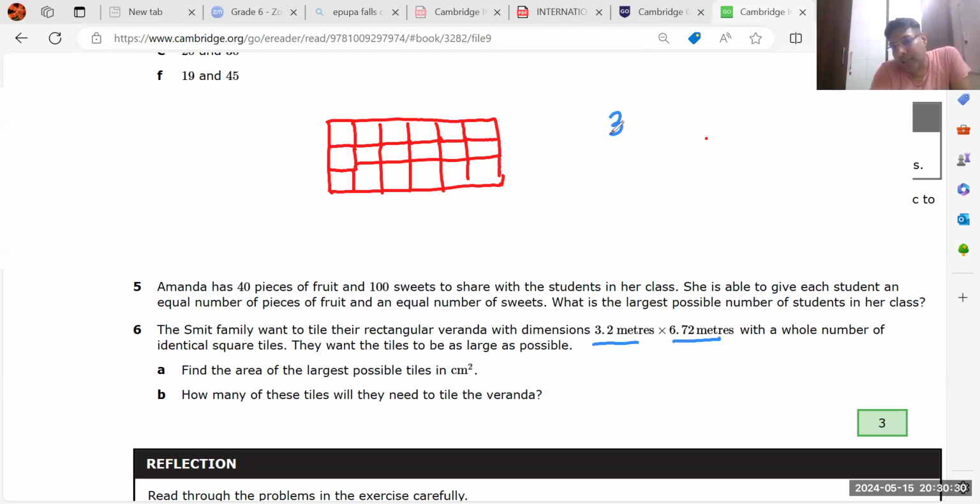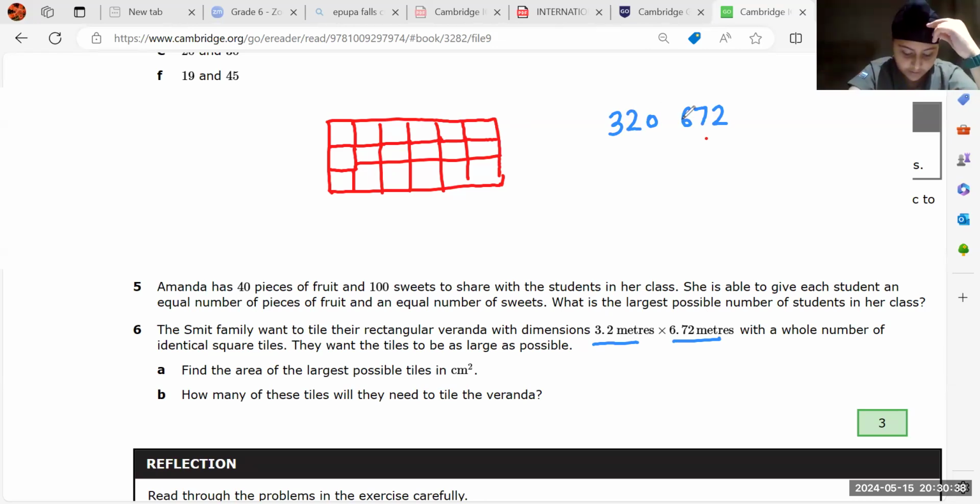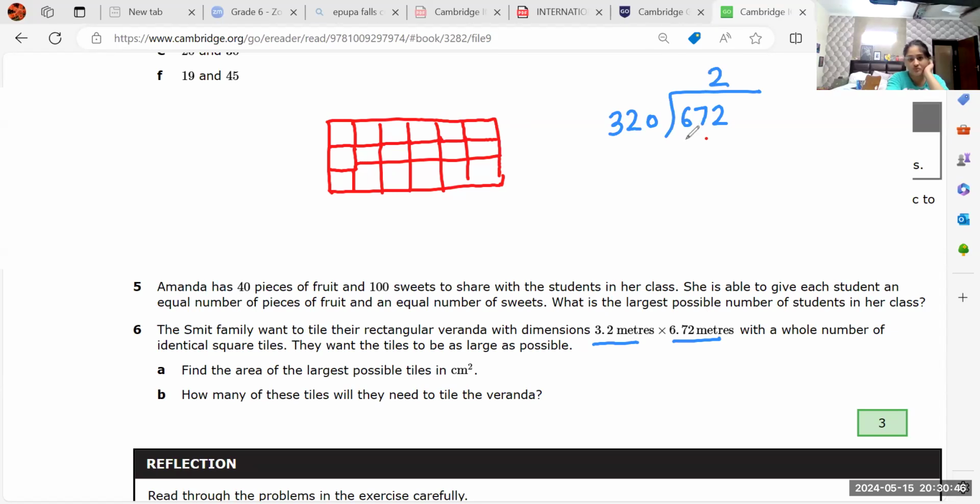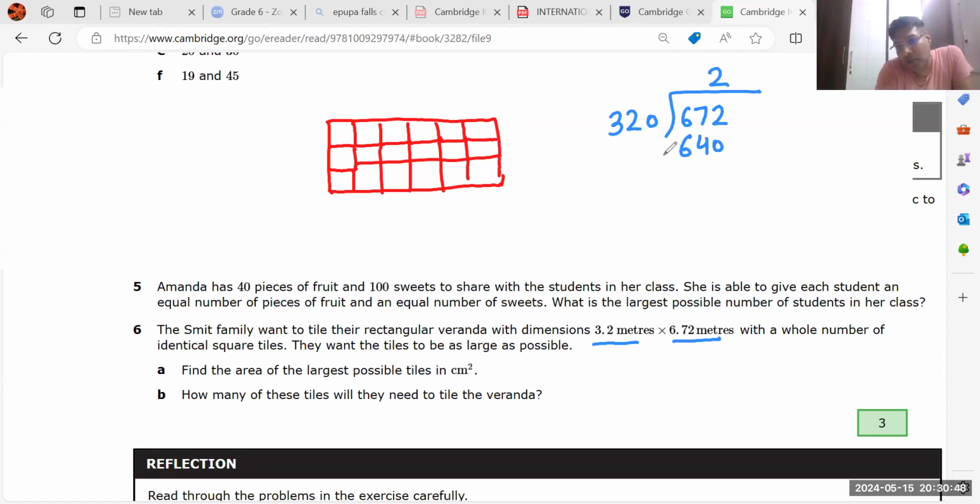So what is the HCF of 320 and 672? So Anvi, what's the HCF? चलो solve कर लेते हैं, कोई बात नहीं. 32 is the HCF, she says, which is correct. So this will come here and we will use 10s are 320.